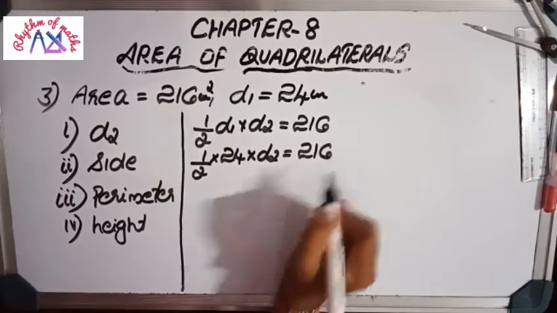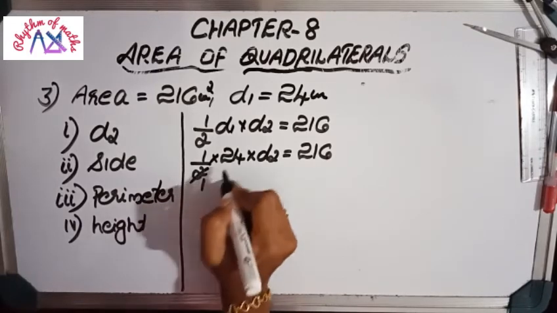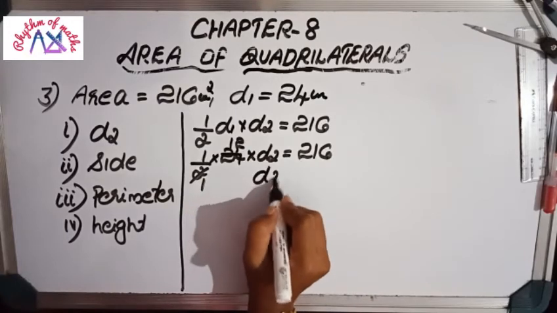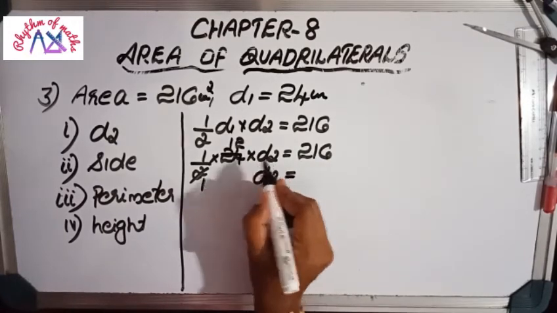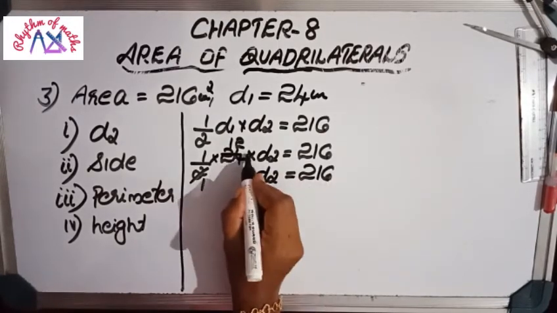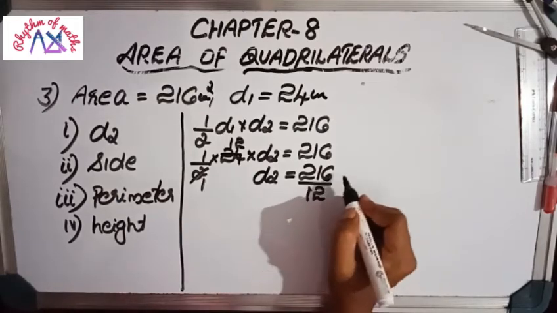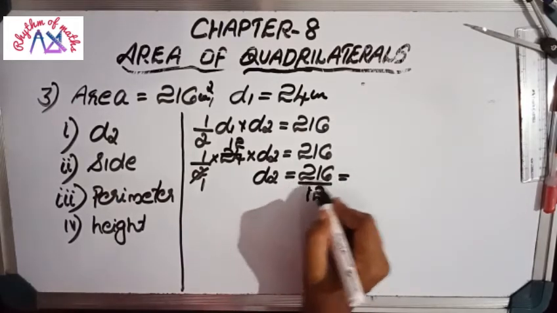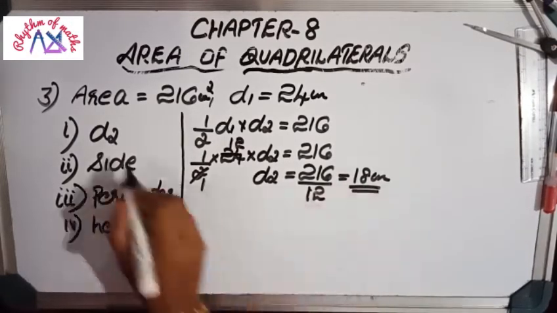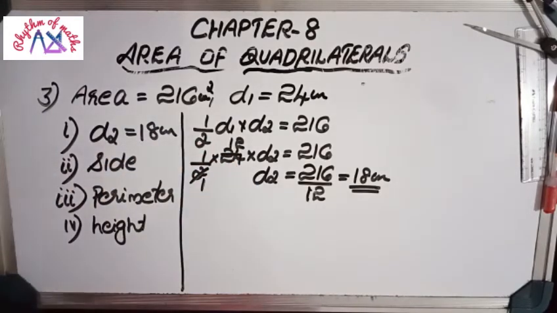So 216 equals half into 24 into d2. Now let's divide 24 by 2: in 24 total 12 twos are there. Now to find d2, keep d2 here and take this 12 to this side. So 216 into 2 divided by 12. When you divide this, you will get the answer as 18 centimeters. So the first sub question answer is the second diagonal measures 18 centimeters.